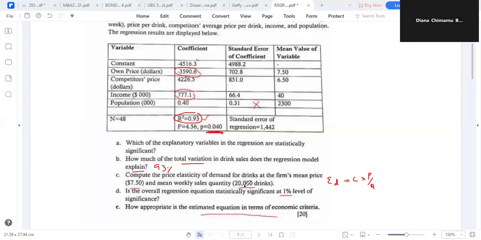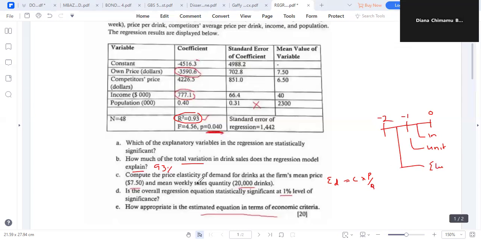Negative elasticity of demand is always negative. There are only three points you need to take note of: 0, -1, and -2 and upwards. If your answer is between 0 and -1, we say it is inelastic. If it's exactly 1, it is unit elastic. If it's more than 1, it is elastic. So we want to calculate and comment whether it is elastic, inelastic, or unit elastic.